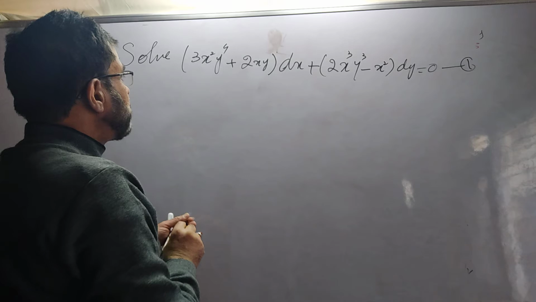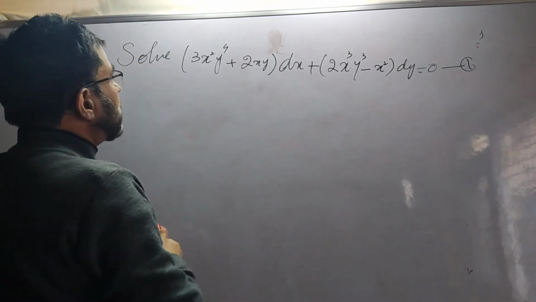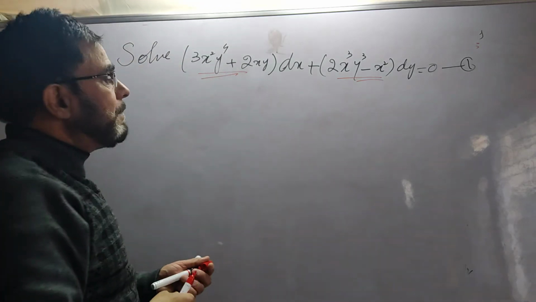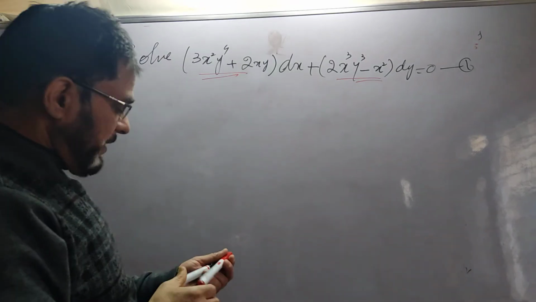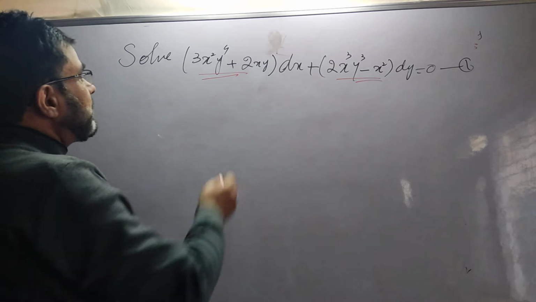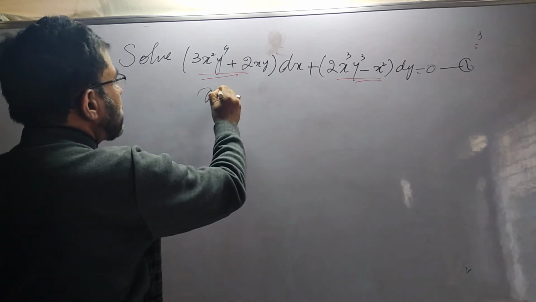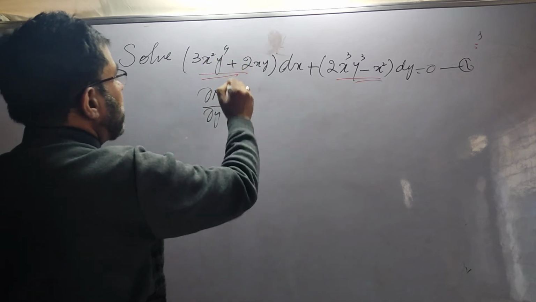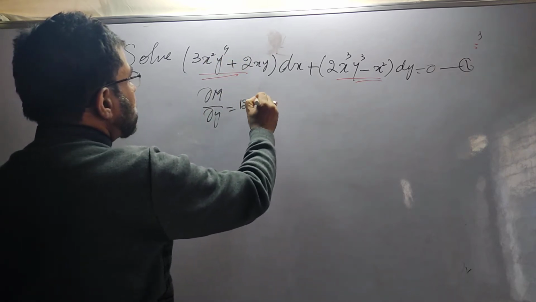As usual, this is your M and this is your N. The equation is M dx plus N dy. I will find out here the partial of M with respect to y. You see here, partial of M with respect to y.